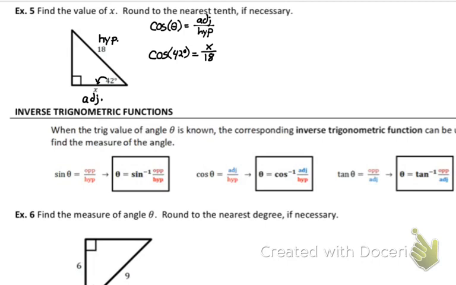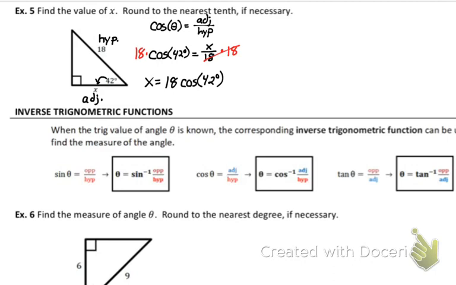Yeah, absolutely you can. So we're not going to do anything with this. We just need to get x by itself. In order to get x by itself, we need to multiply both sides by 18. So I'm going to go ahead and multiply this by 18. That'll cancel out my 18s, and we'll multiply this side by 18. And that's going to give me, let's put it the other way, x equals 18 times cosine of 42 degrees.